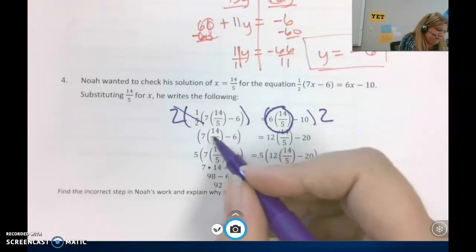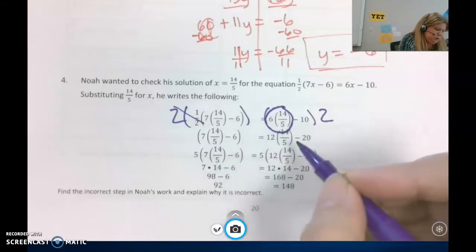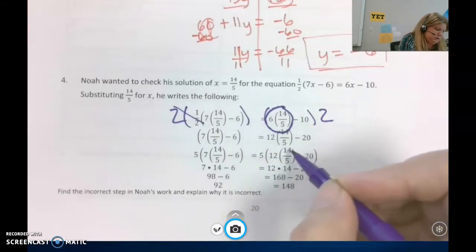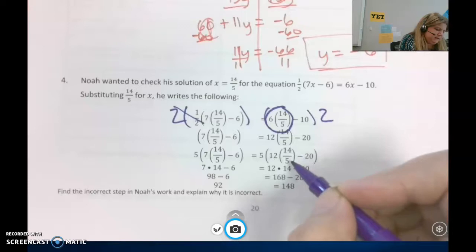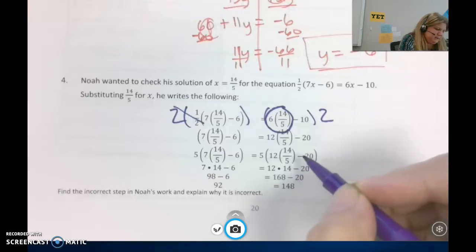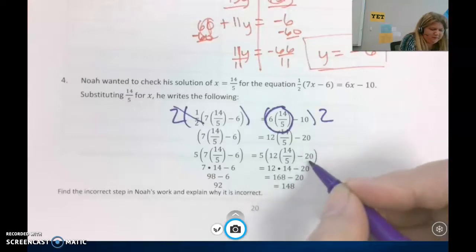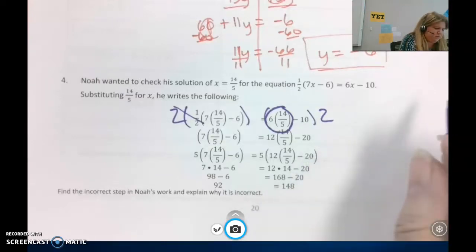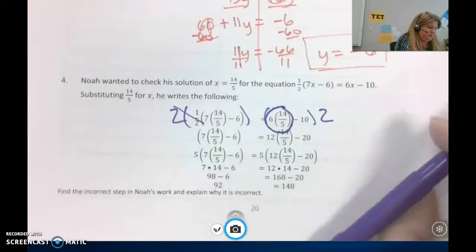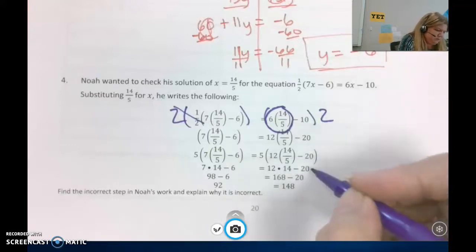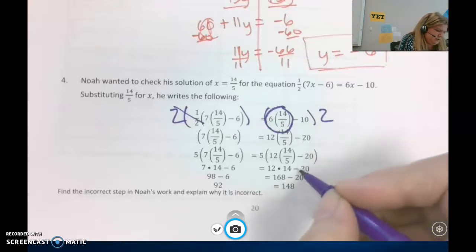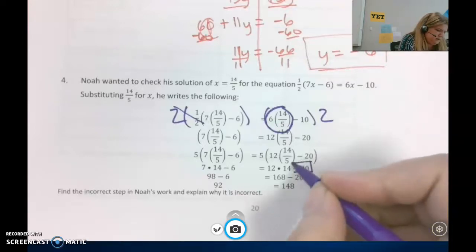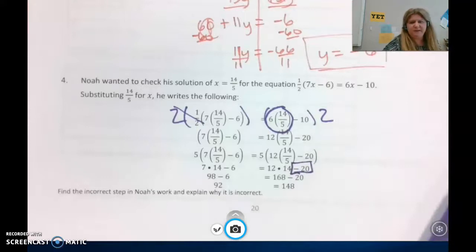Okay, so that's going to eliminate that. But if we're multiplying by 5, he would need to multiply this 20 by 5 as well, which he didn't do. So this is definitely the mistake that he made.